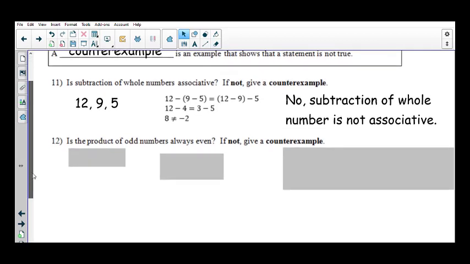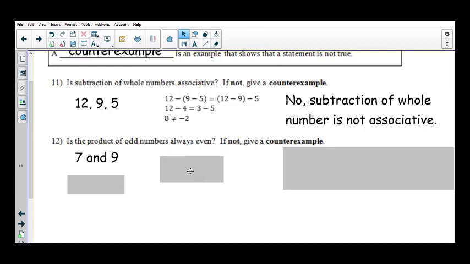All right, number 12. Is the product of odd numbers always even? Well, I needed to choose 2 odd numbers. So I happen to choose 7 and 9. Again, you can choose any numbers you want. I chose 7 and 9 in this case. So I did the product of 7 times 9 to get 63. 63 is not odd. It is not even.